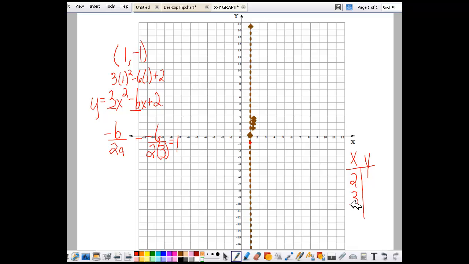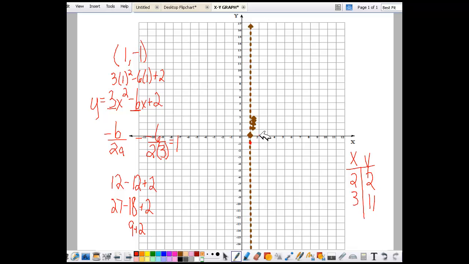So if I put in a 2, 2 squared is 4 times 3, 12, minus 6 times 2, 12, plus 2. So I got 12 minus 12, plus 2. What about a 3? If I put in a 3, 3 squared, 9 times 3, 27, minus 6 times 3, which is 18, plus 2. 27 minus 18 is 9. 9 plus 2, 11.